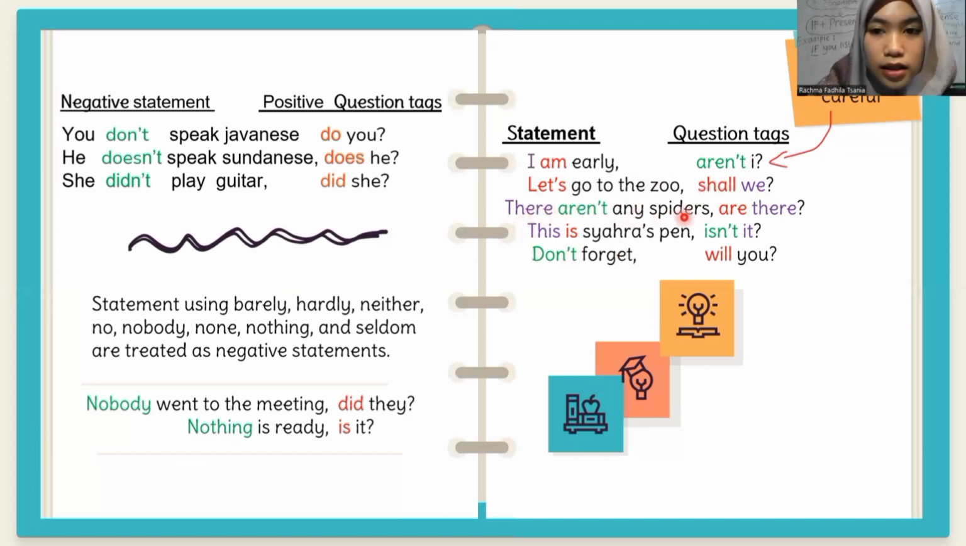There aren't any spiders, are there? Notice how we use there are in the question tag. This is Shahra's pen, isn't it? We don't say isn't it that way; no, we say isn't it like this.